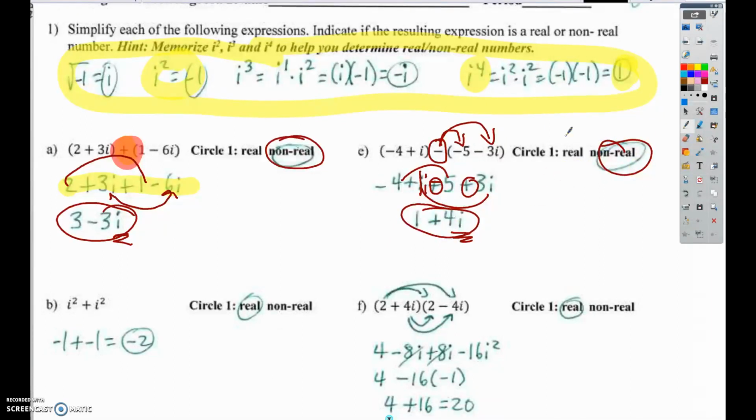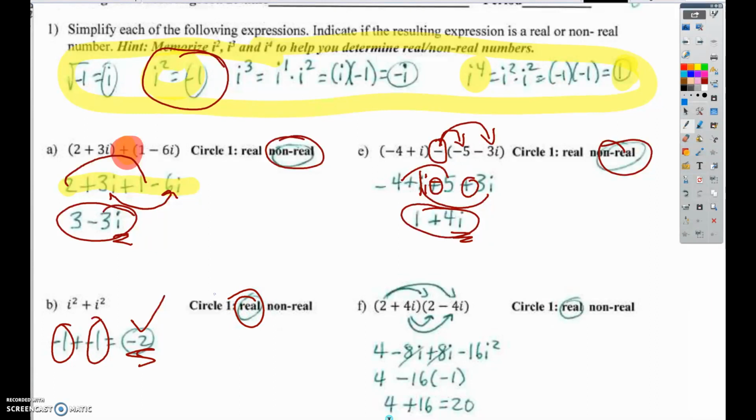On to letter B. i squared and i squared comes from our memorization list. i squared can also be substituted with negative 1, and since we repeat the addition of i squared, adding two integers results in an integer answer. That integer answer has no i, so this answer is real.